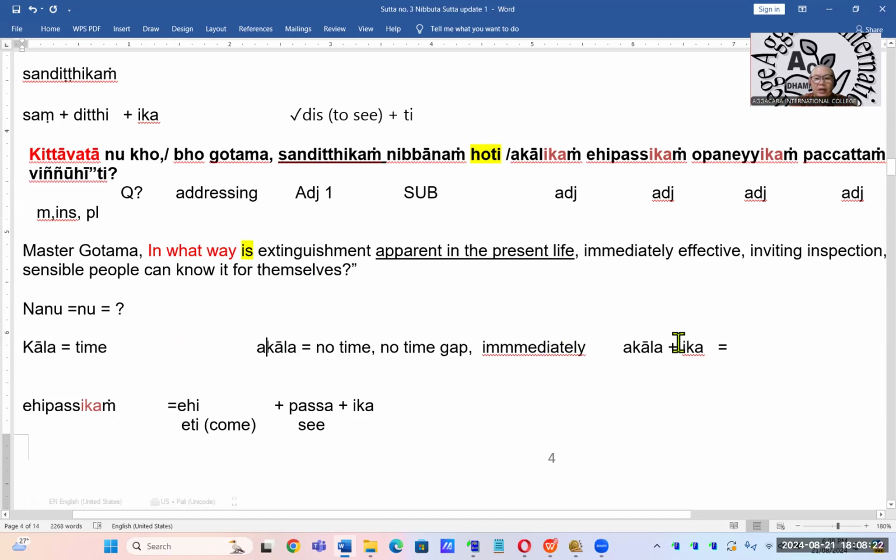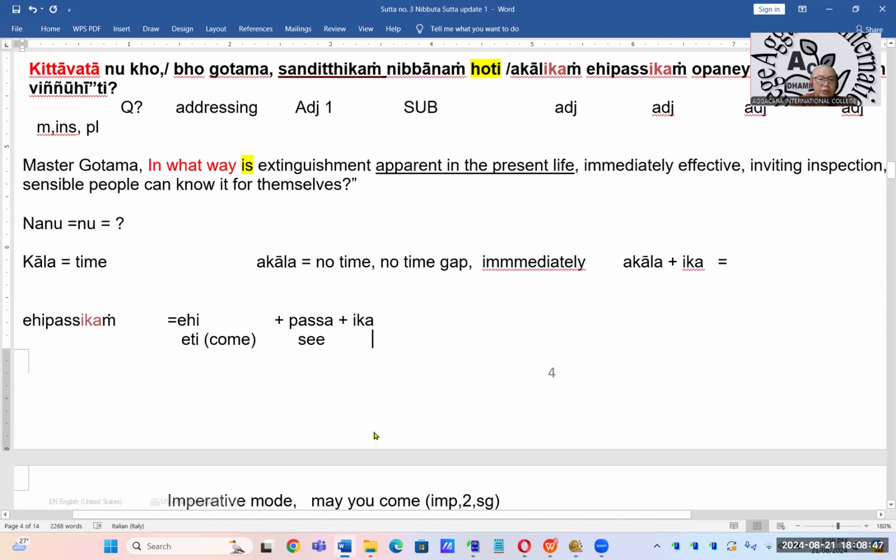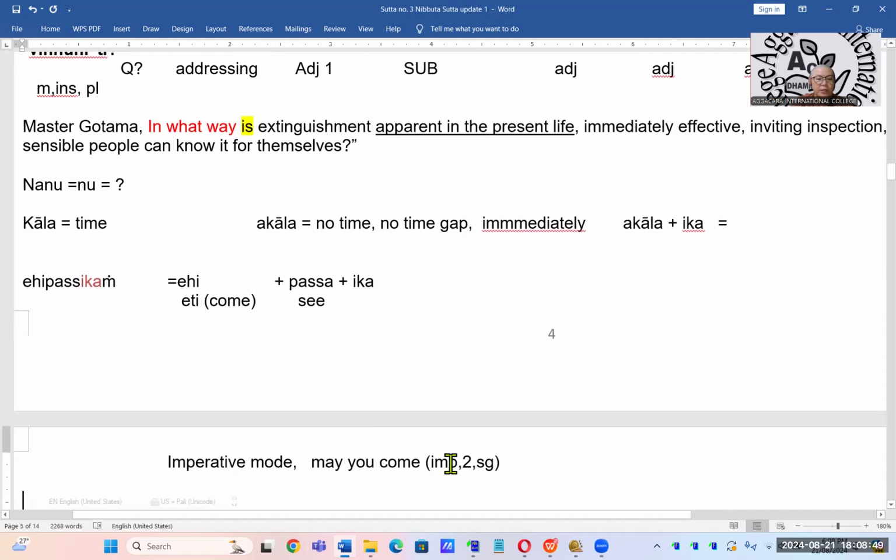So if akala is no time gap, immediately, what is the meaning of ika? Ika means has. So we can take it as Nibbana has no time gap. Ika is kind of like possess, or has, or something like that. Similarly, ehi: you will see it is actually what we call the imperative mode, second person, may you come.